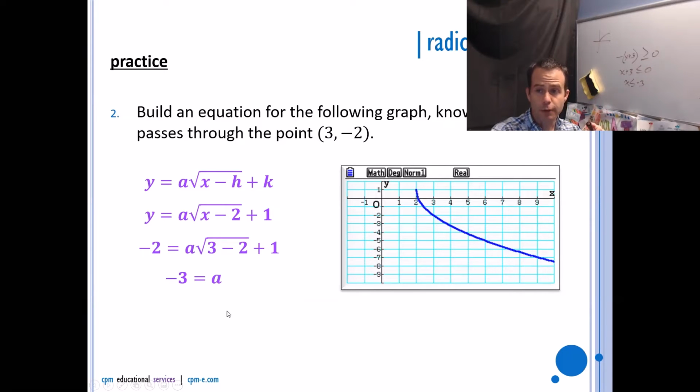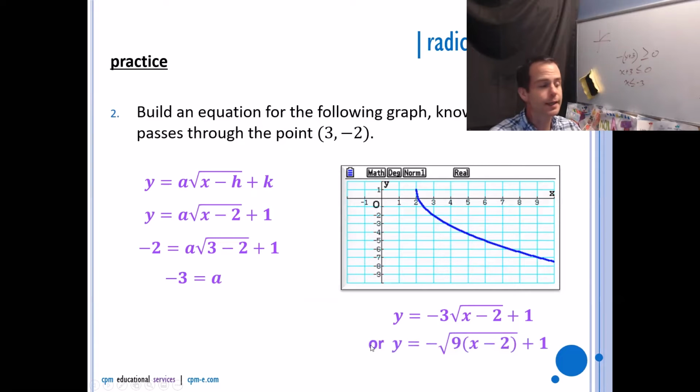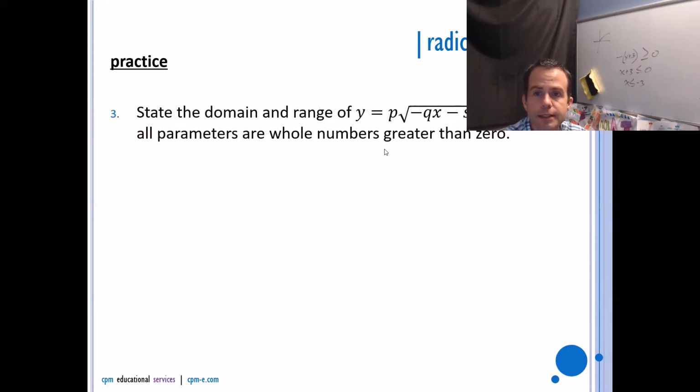And then be careful, you weren't asked to solve for A, you were asked to actually get the equation. So the equation itself is Y equals negative 3 root of X minus 2 plus 1. Now, if you had wanted to write that as a B value, you could. 3 could have been a 9 on the inside, but you'd have to leave the negative on the outside because the negative on the outside is your vertical reflection. If you tried to bring that negative in, you're actually switching it to a horizontal reflection, and you don't want to do that. Okay?